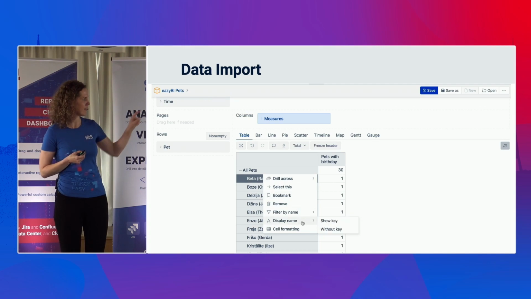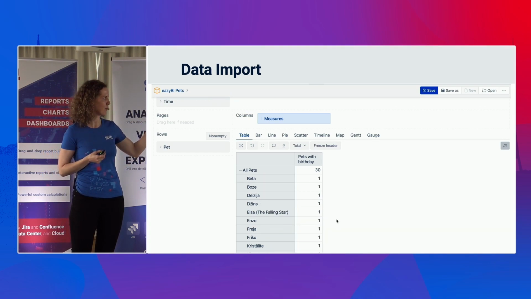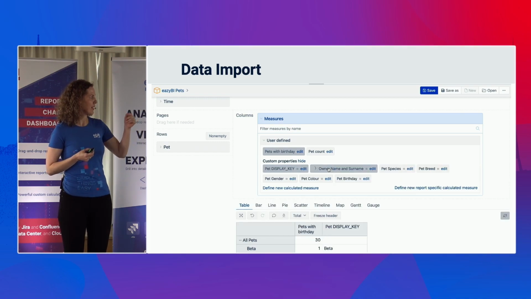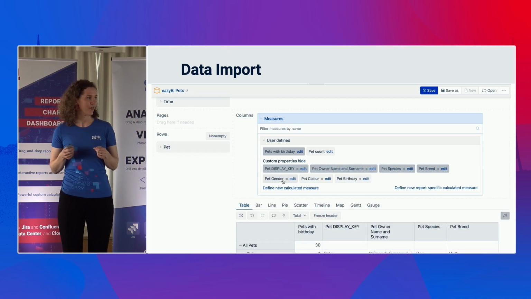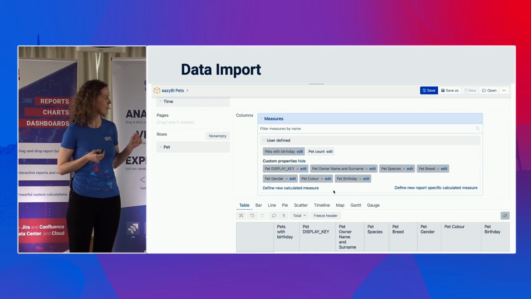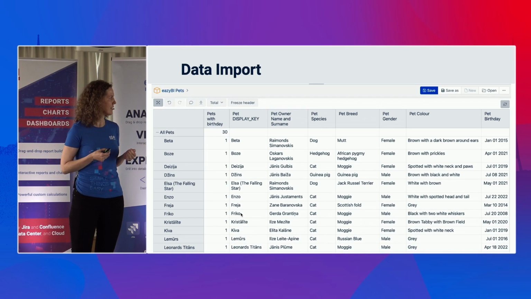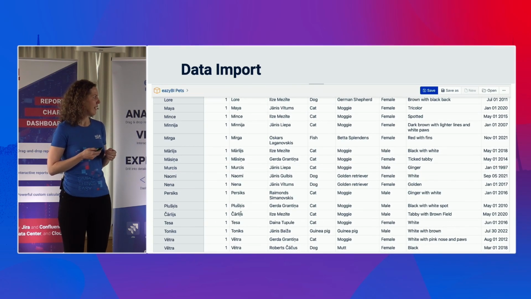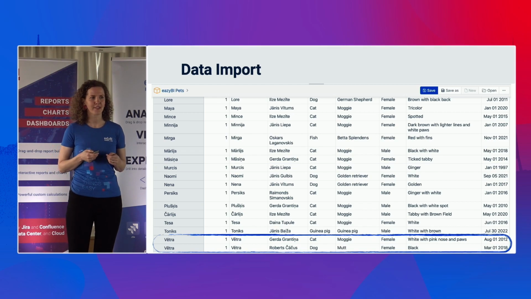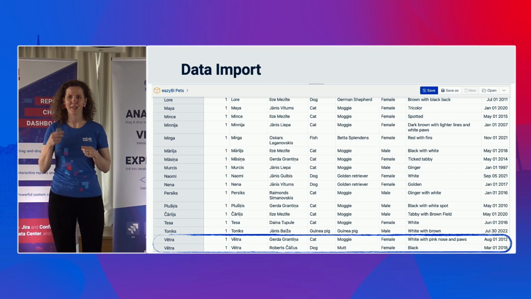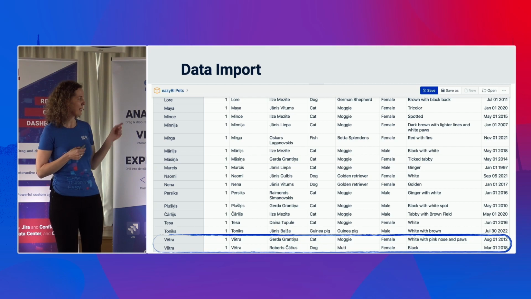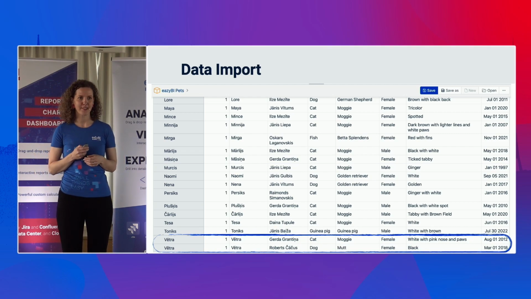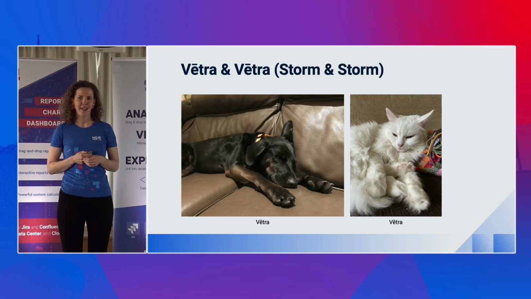Remember the display key, this is where it happens. You can say, I want to show key, and it has a user-friendly name. And here we can see all the custom properties that I've defined, pet owner name, surname, species, and we can see a list of all of our pets. And it's good that I imported this unique name, like pet name with owner, because we have two Vatras or Storms in our company, but they're quite opposite animals.